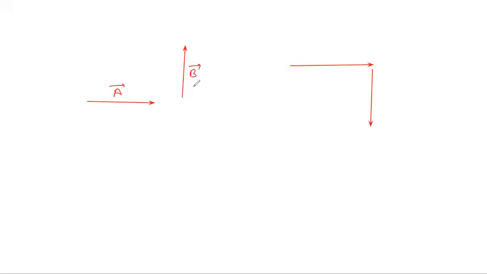So vector A and vector B, and this is also vector A and vector B. In the first part, for the R vector, we have to draw A vector plus B vector. So first of all, we draw A vector. A vector is in this direction and B vector is in this direction. So how do we draw the resultant? The resultant is in this direction.